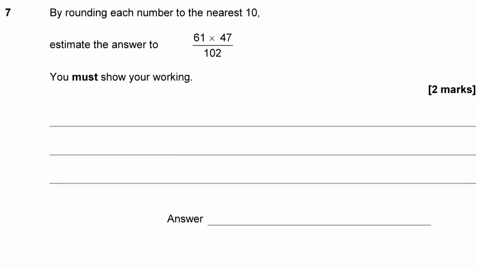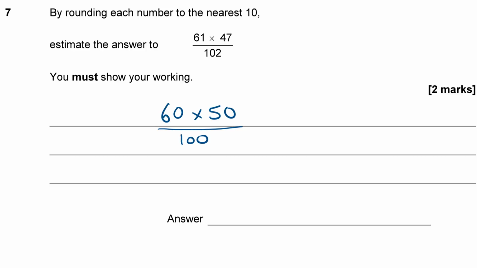Question 7. By rounding each number to the nearest 10, estimate the answer to 61 times 47 divided by 102. Okay, so let's round off each number first. So 61 to the nearest 10, is it nearer 60 or is it nearer 70? Well, it's clearly nearer 60. 47, is that nearer 40 or is it nearer 50? 5 or above rounds up, 4 or below rounds down, so that's going to be rounded up. 102, is that closer to 100 or 110? So 2 rounds down, so that is 100.